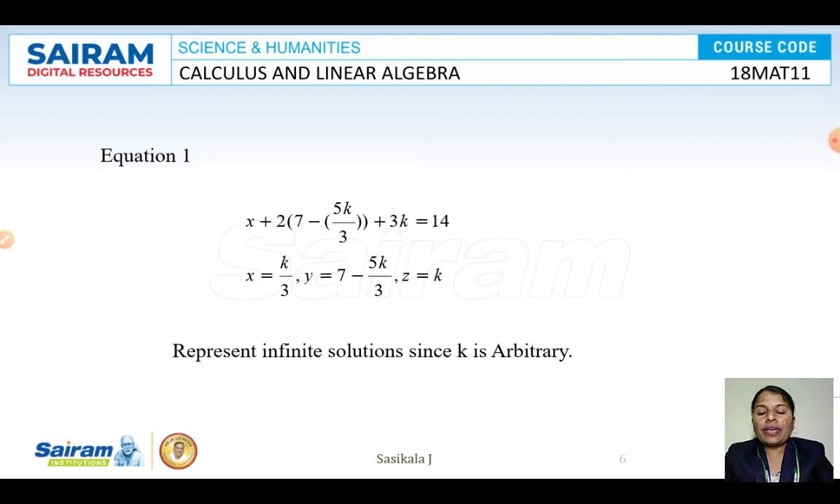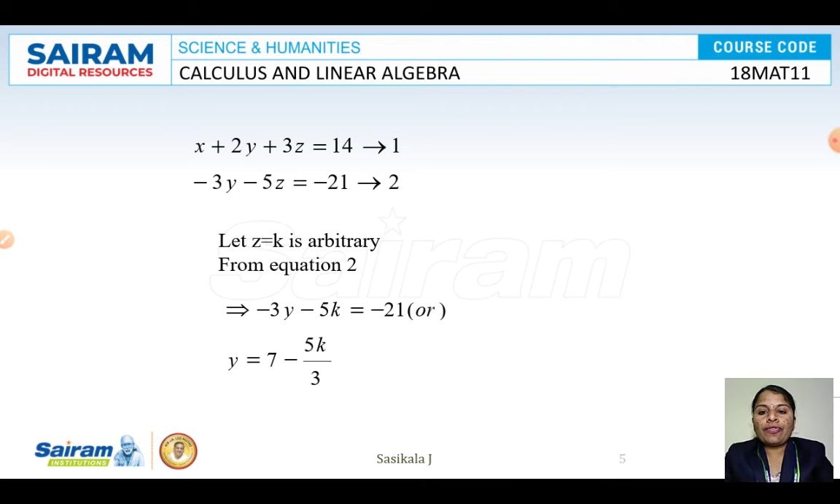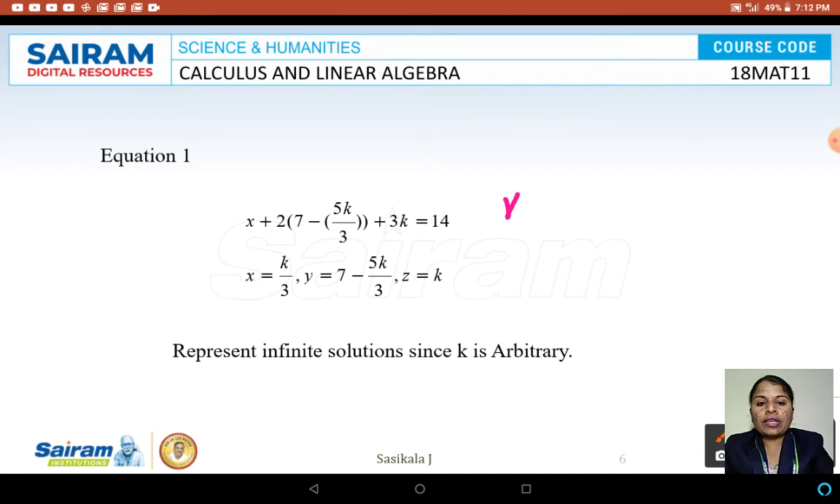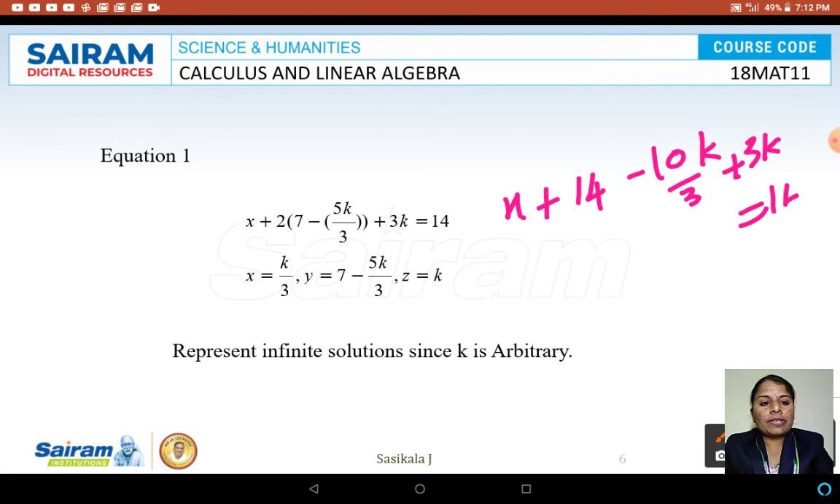Now from the first equation I'm going to substitute z equal to k and y equal to 7 minus 5k by 3. What will happen? x plus 2 of 7 minus 5k by 3 plus 3k is equal to 14. Simplify: x plus 7 twos are 14, then minus 10k by 3 plus 3k is equal to 14.